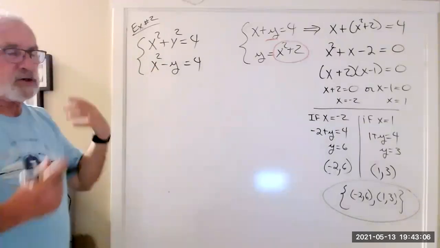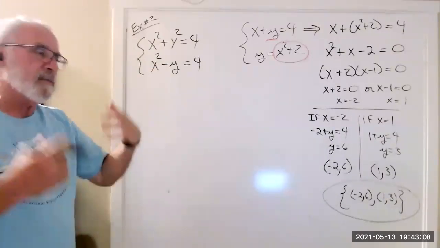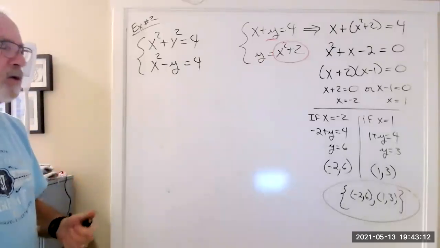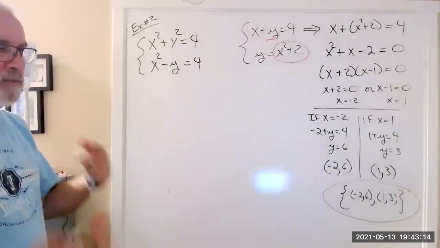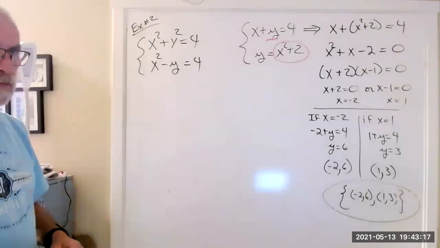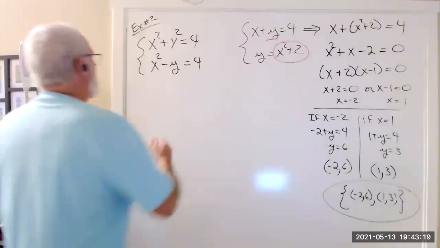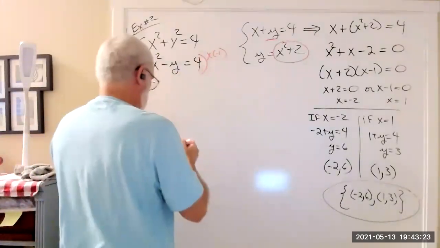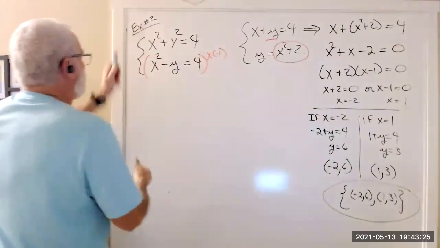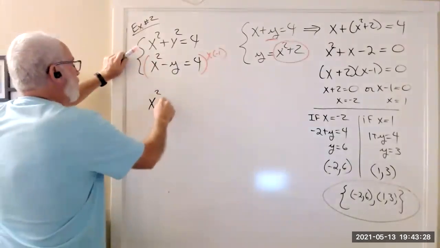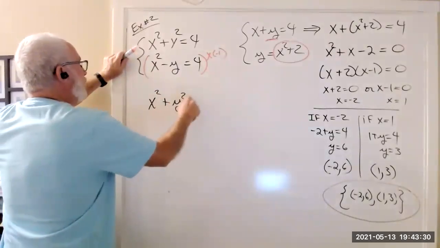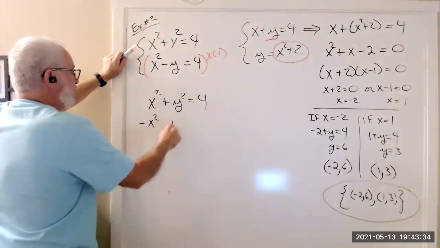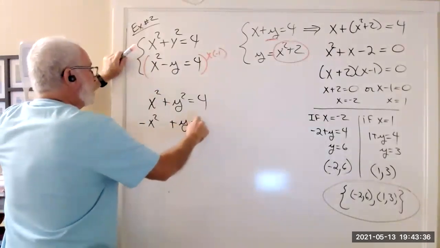I'm going to do this. You may see it a different way. I'm going to show you the substitution, no, excuse me, addition elimination way, just because I want to remind you. I'm going to take this bottom equation and multiply it by -1. That's going to give me x squared plus y squared equals 4, and negative x squared plus y equals -4.